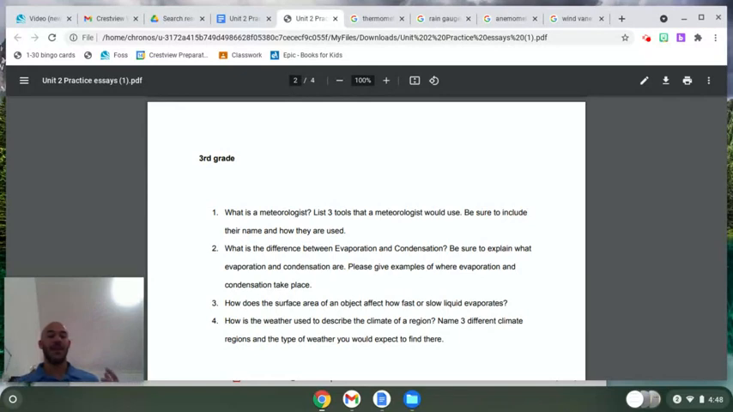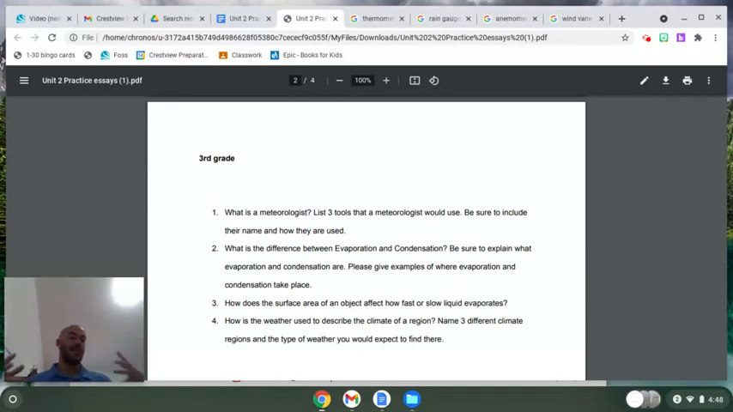So weather is the condition of air at a given time in a certain location. You could have weather here in Pasadena, but then you go over to Arcadia, you have a different weather, right? The weather is the measure of the air temperature in a given location. So weather can change from location to location.